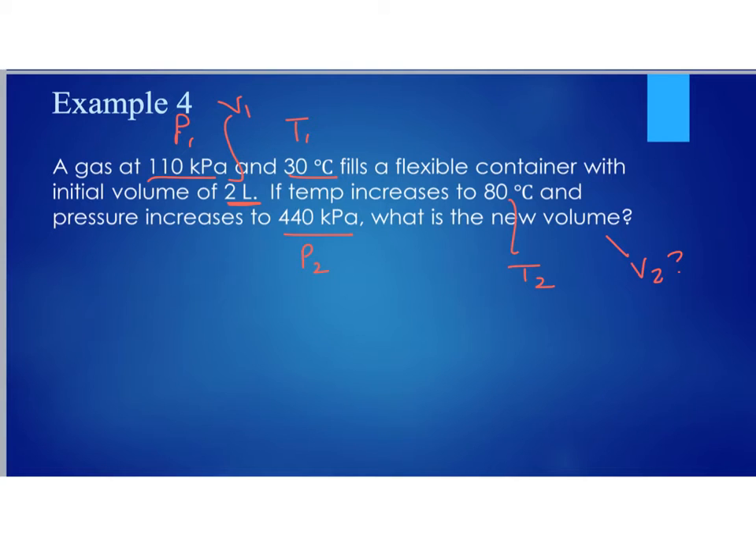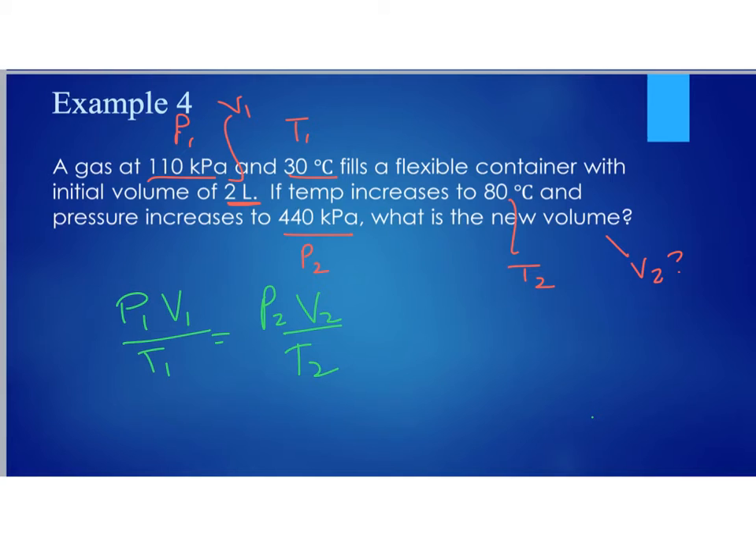Now with this example, I do have P1, V1, T1, and I'm given P2 and T2, but I have to find V2. So in this case, I'm just going to plug this into the formula. Because I have all three parts, P, V, and T, I'm going to use the combined gas law. So with that, we have P1 V1 over T1 equals P2 V2 over T2.